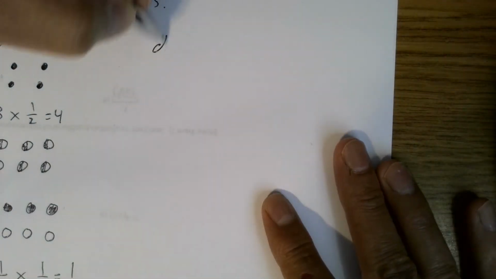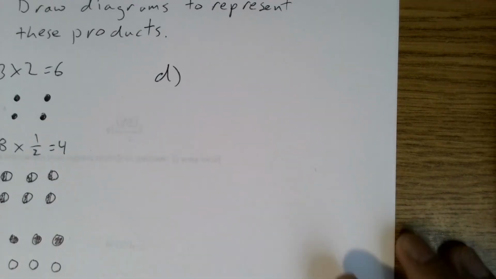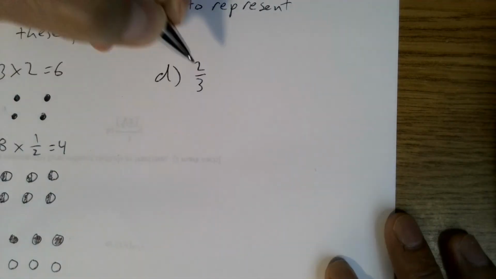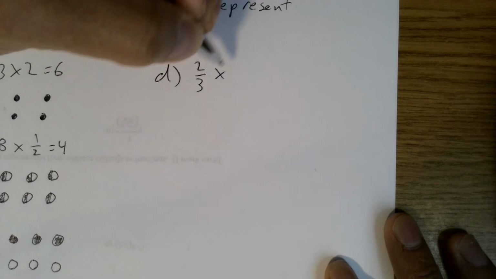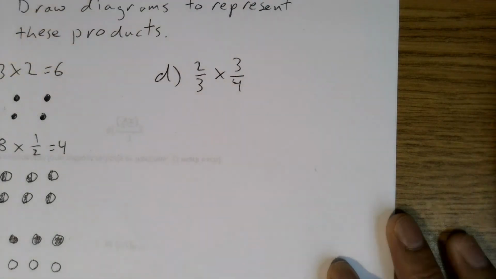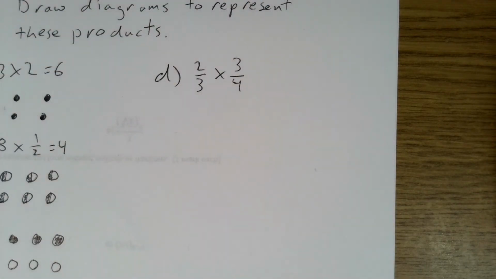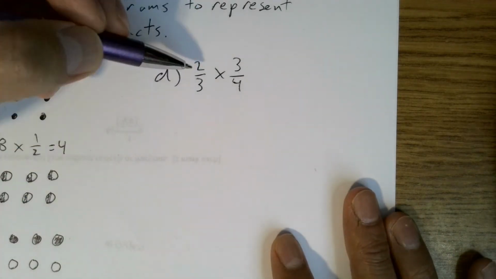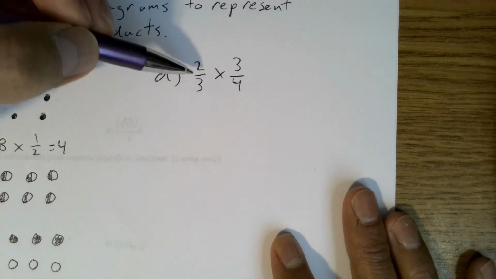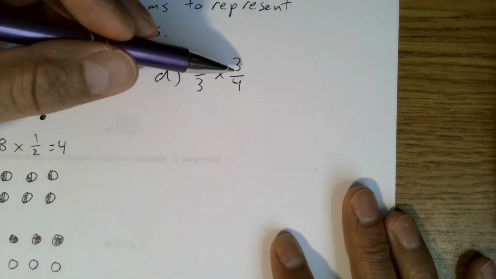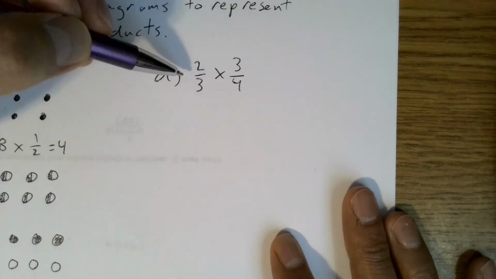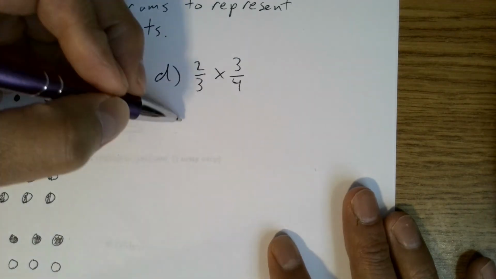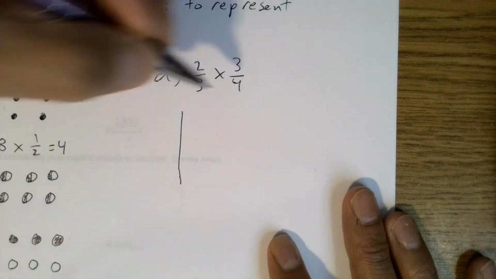Okay, let's do another diagram here for D. We've got 2/3 times 3/4. And again, depending on how we want to think about this, let's think about this as 2/3 of 3/4. So we're going to start with 3/4 and then take 2/3 of it. You could do it the other way around if you wanted, doesn't matter.